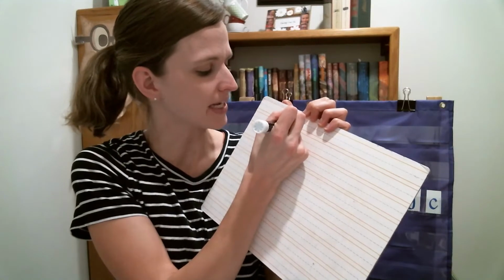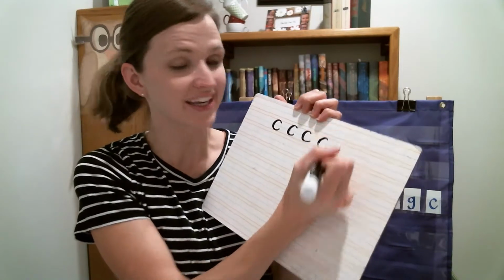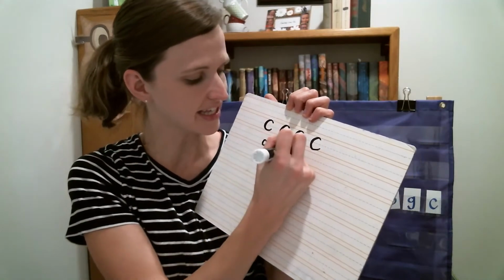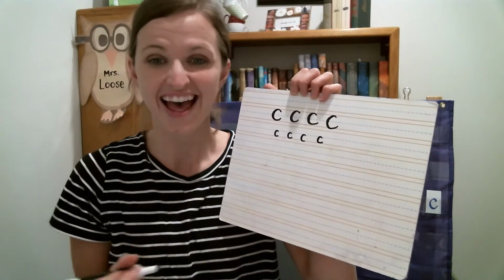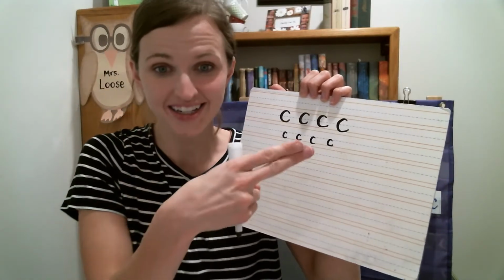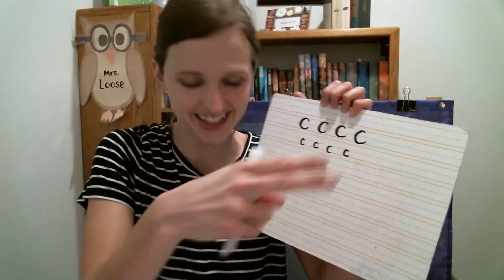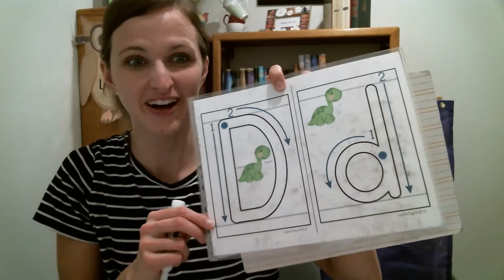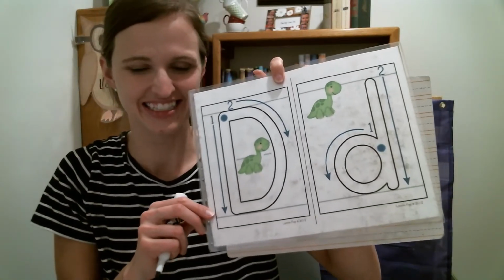Start with some uppercase C's. C, C, C, C. Then do some lowercase c's. C, C, C, C. And now let's make the sound of a C. K, k, k, k, k, k. Very nice. Right. We are moving on to the D's.